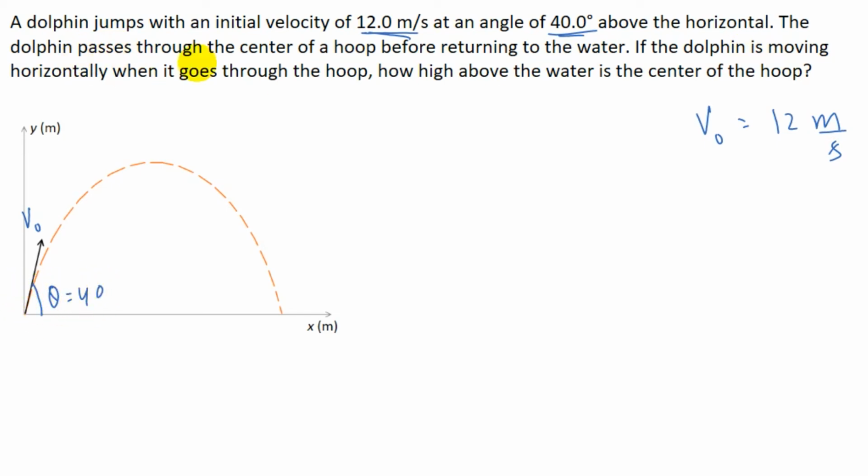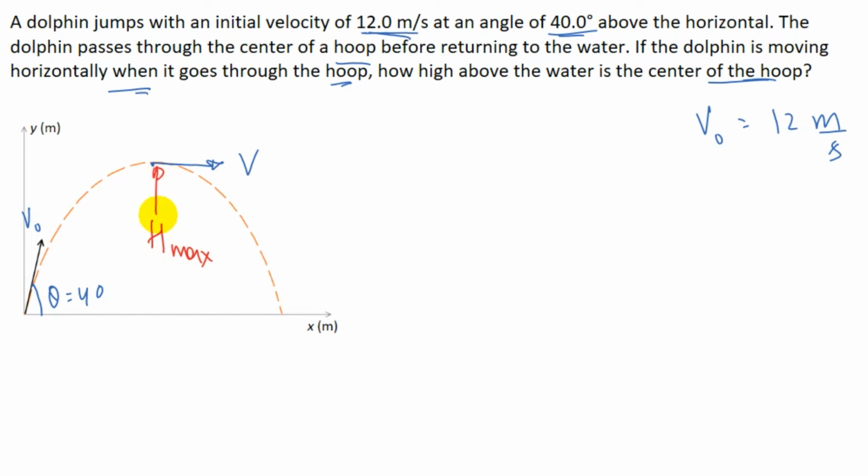Now the dolphin passes through the center of a hoop before returning to water, and the dolphin is moving horizontally when it goes through the hoop. That means the dolphin is at its maximum height at this position, moving horizontally with speed v. Now we have to find how high above the water the center of the hoop is. So basically we have to find the maximum height.